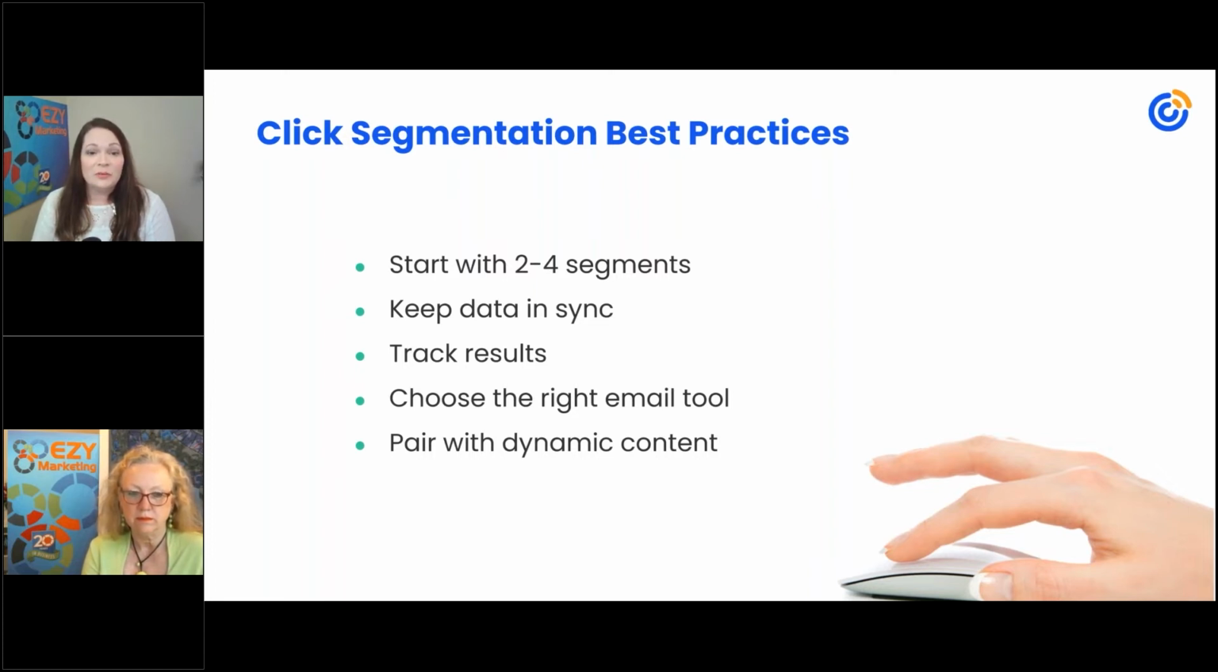To get started with email segmentation, you really want the right tool at hand. Constant Contact is the provider that we recommend to all of our clients. They make it really simple to create segments based on list membership, contact details such as location or job title, and content activity, which is what we're talking about today, such as clicks and opens.